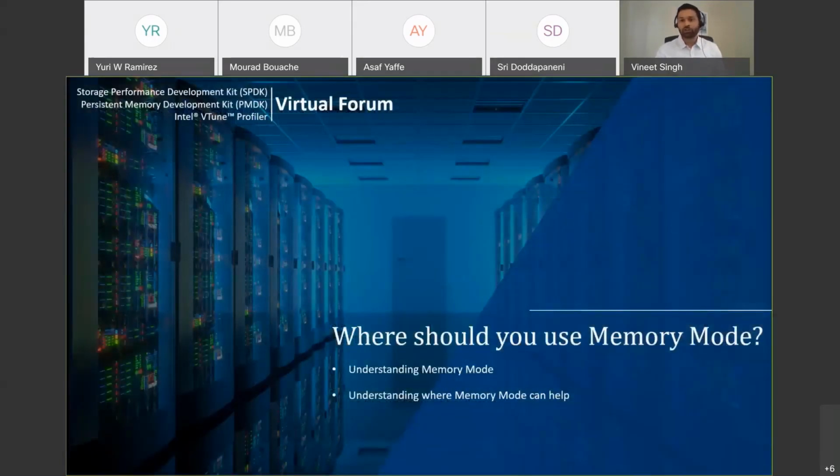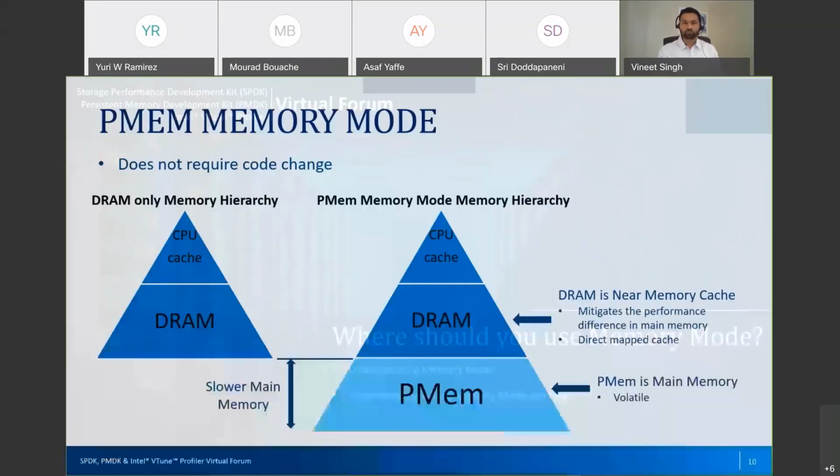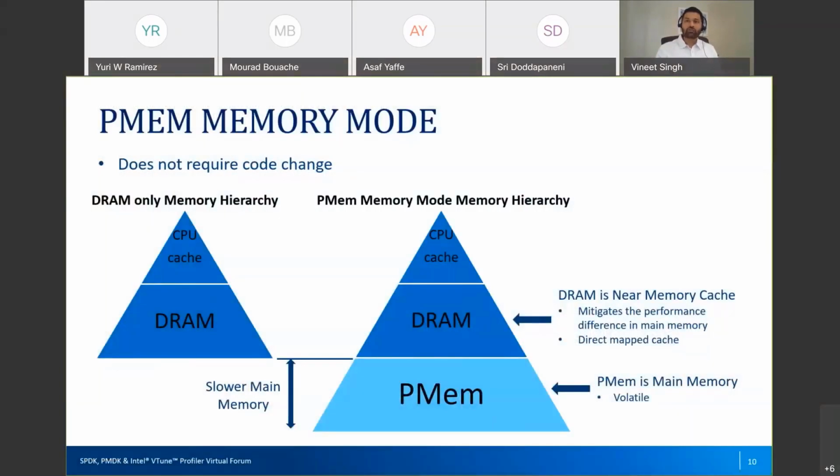So let's move on to memory mode. This is the first mode that you can use your PMEM hardware in. I would like to start by giving an overview of what memory mode looks like. This is your standard memory hierarchy for the DRAM case. Your DRAM is your main memory, and you have CPU caches. Now, PMEM becomes the main memory in the case of memory mode, also known as 2LM mode, because 2LM stands for two-level memory.